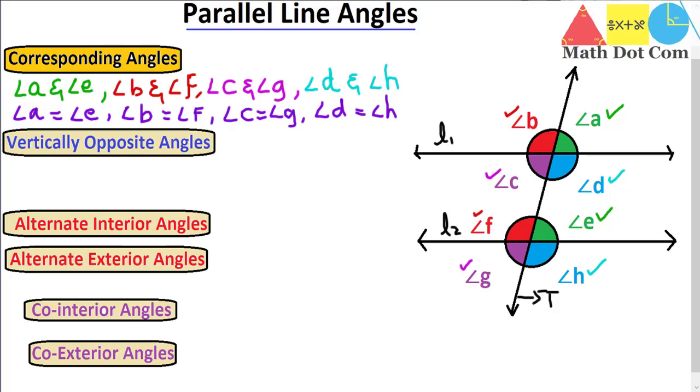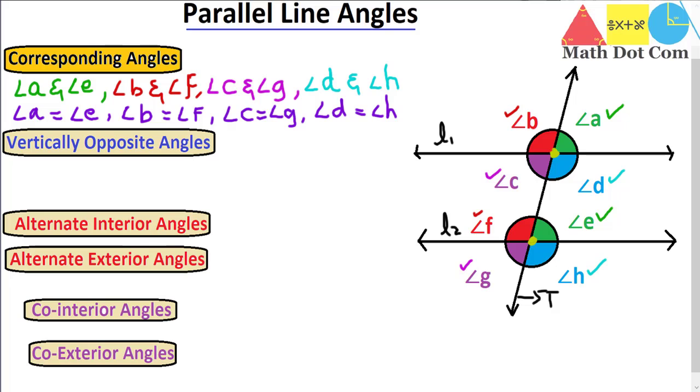Then we will move towards the vertically opposite angles. First of all, I'll tell you what vertically opposite angles are. Vertically opposite angles are formed when two lines intersect each other. So let's point out the place where the vertically opposite angles are formed. One place is this, where line L1 is intersected by the transversal, and another point is this. So vertically opposite angles will be at this point, and this is called a vertex. This point is called the vertex, and opposite means angles opposite to this vertex.